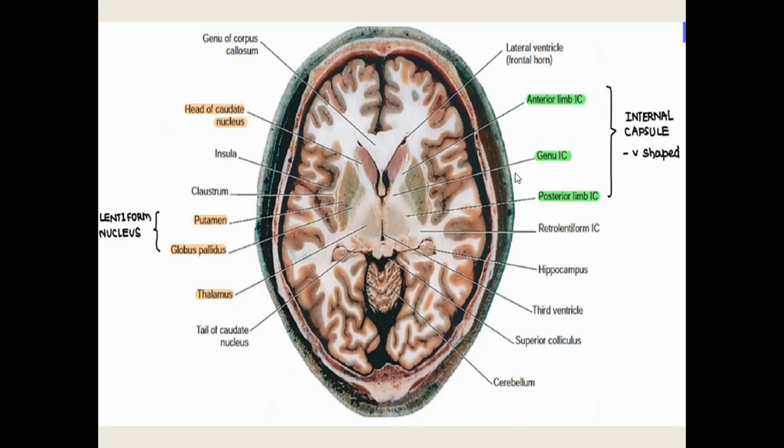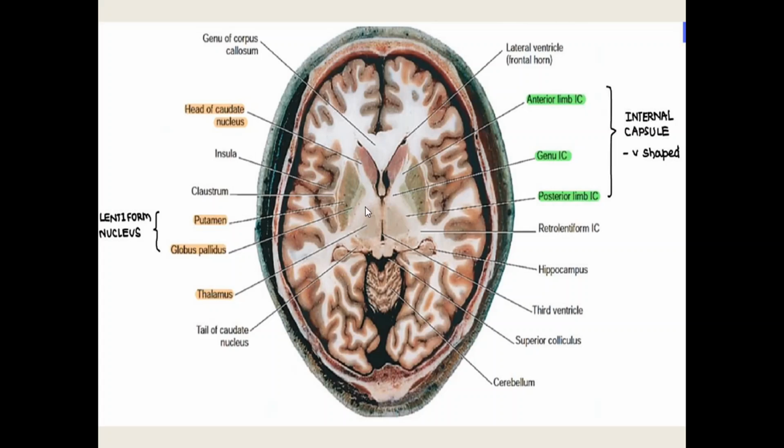This is the transverse section of the brain, and where we're going to start is the internal capsule. You see, the internal capsule has an anterior limb, the genu, and the posterior limb. The anterior limb of the internal capsule is sandwiched between two structures. One is the head of the caudate nucleus, and the other is this triangular structure that you see here. This is the lentiform nucleus. The lentiform nucleus has two parts. One is the putamen, that is outside, and then you have the globus pallidus.